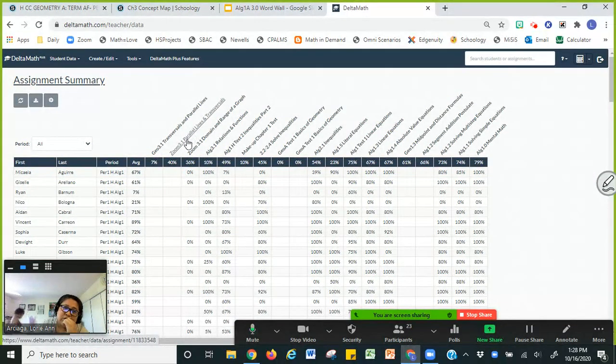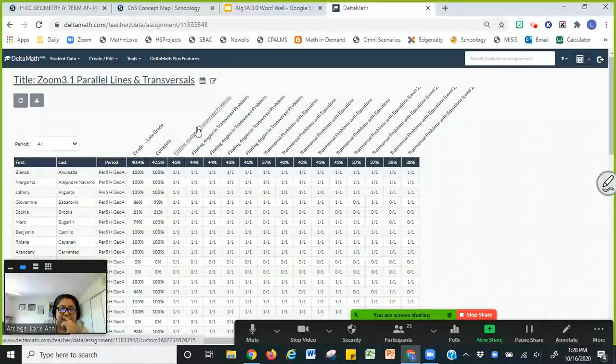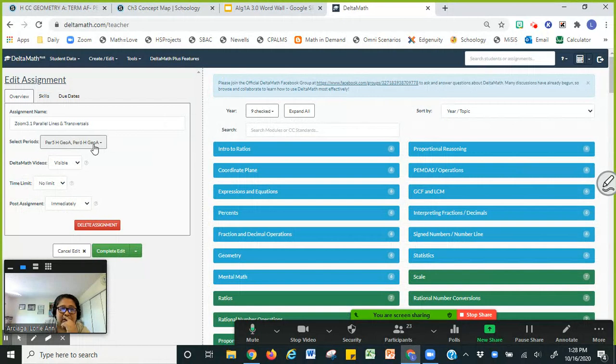Okay, I meant to show you this one, like Zoom 3.1. Does that show or no? Does Zoom 3.1 show? It worked with period 5 yesterday. I don't know why it's not showing. Yeah, it should be there. Period 6. Yep. So immediately complete edit.